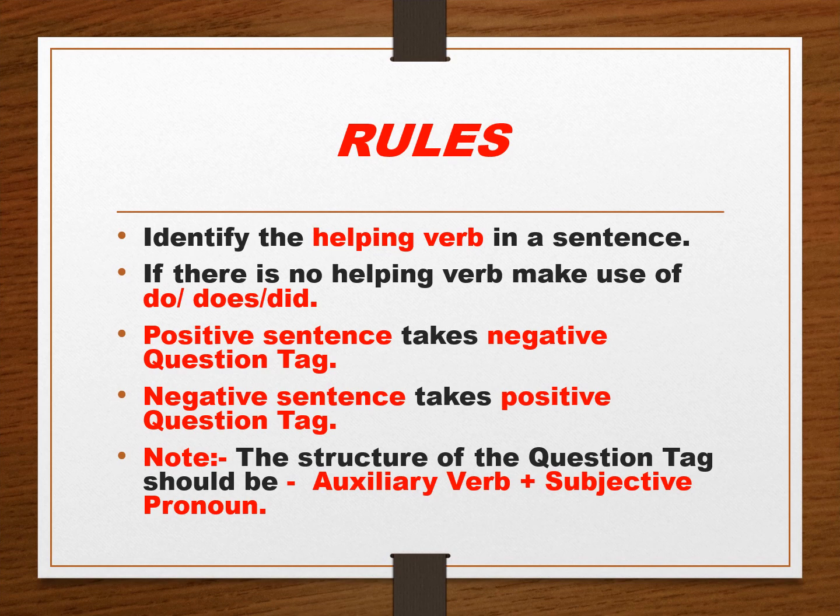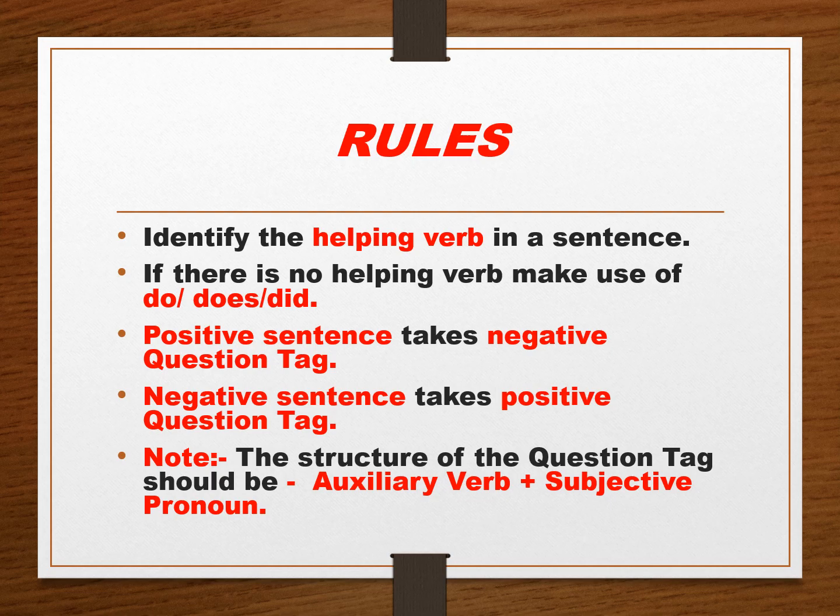While framing question tags, these are the rules to be kept in mind. First of all, in the given sentence, we have to identify the helping verb. A helping verb is also known as an auxiliary verb. Of course, we already know which are the auxiliary verbs. There are nearly 24 auxiliaries. There are 4 forms: be form, do form, have form and modals.